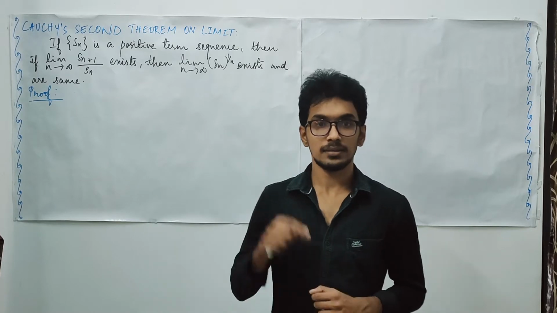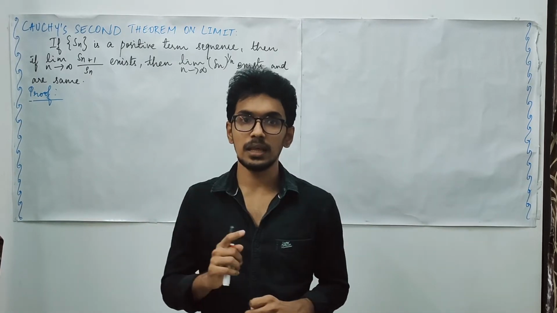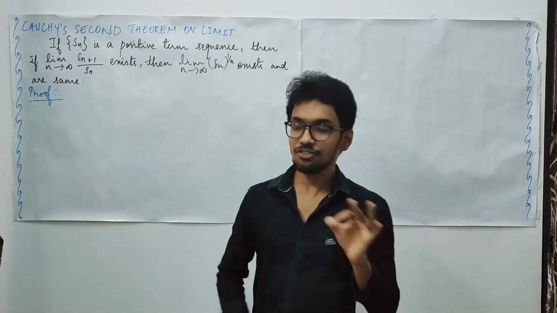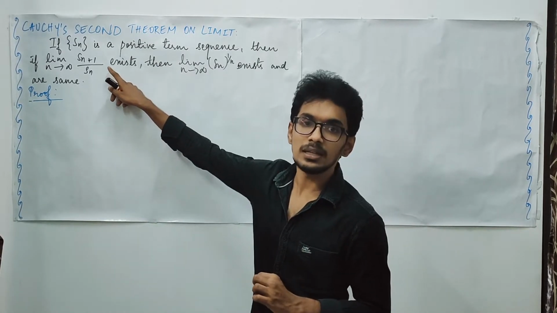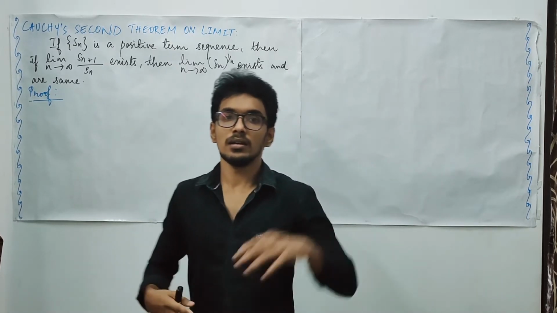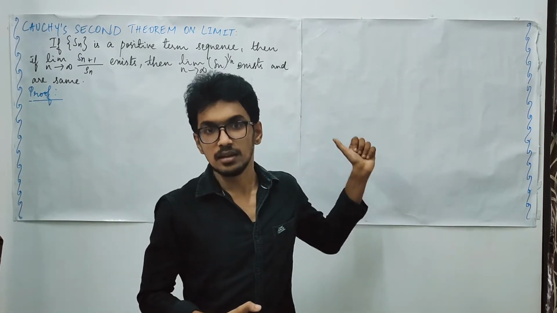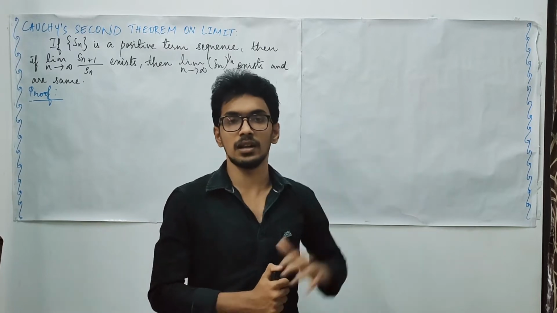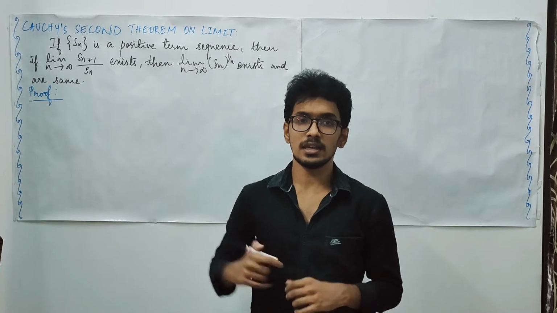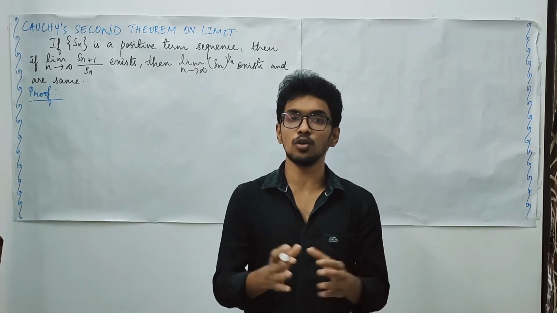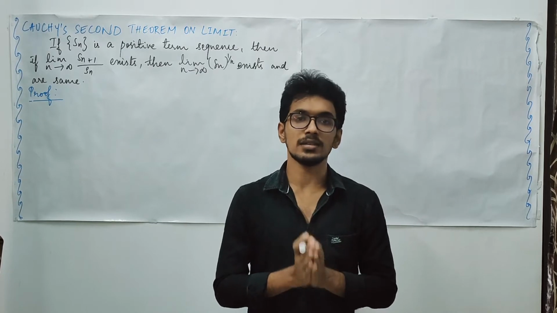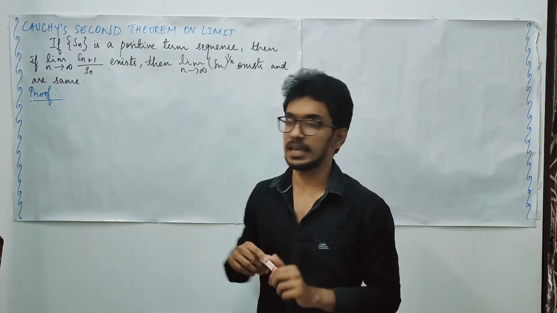Whereas in this theorem we are considering only a sequence of positive terms in which, if limit S_{n+1} upon S_n exists, then the limit of the nth root of S_n will also exist, and they are going to be the same. So in this theorem they are not saying it is going to be true always. It is going to be true only in a certain case. What is that case? If this exists.